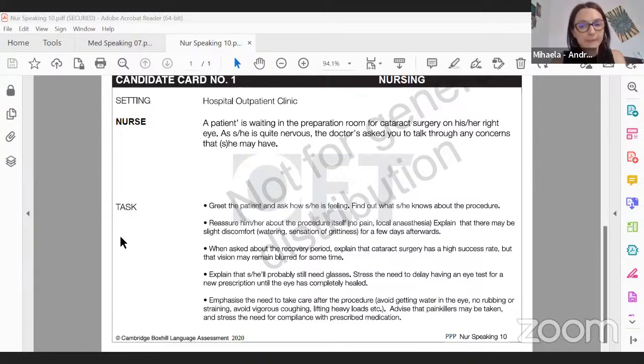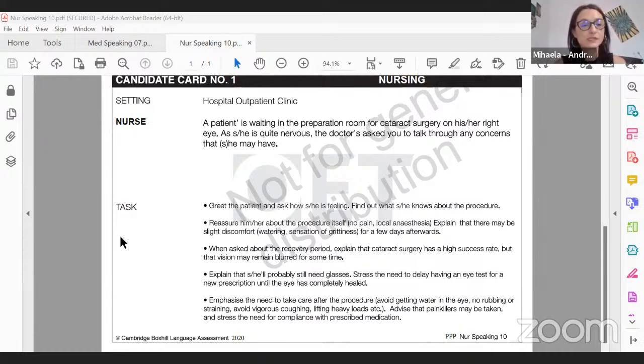You don't need to be worried about that, because there will be a bit of pain. You will not feel big pain, and then it will be local anesthesia.